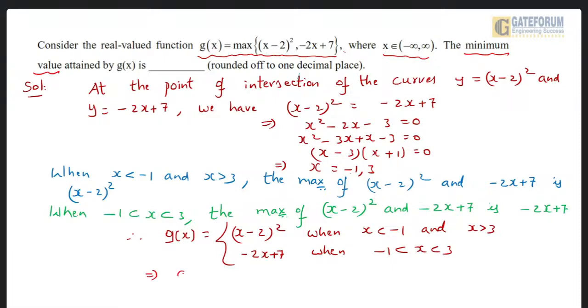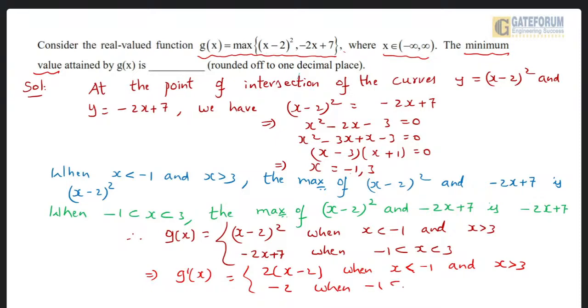In each case, first derivative with respect to x. The derivative of (x − 2)² with respect to x is 2(x − 2), when x < −1 and x > 3. The derivative of −2x + 7 with respect to x is −2, a constant derivative, when −1 < x < 3. Now I am using the first derivative method, not the second derivative method.